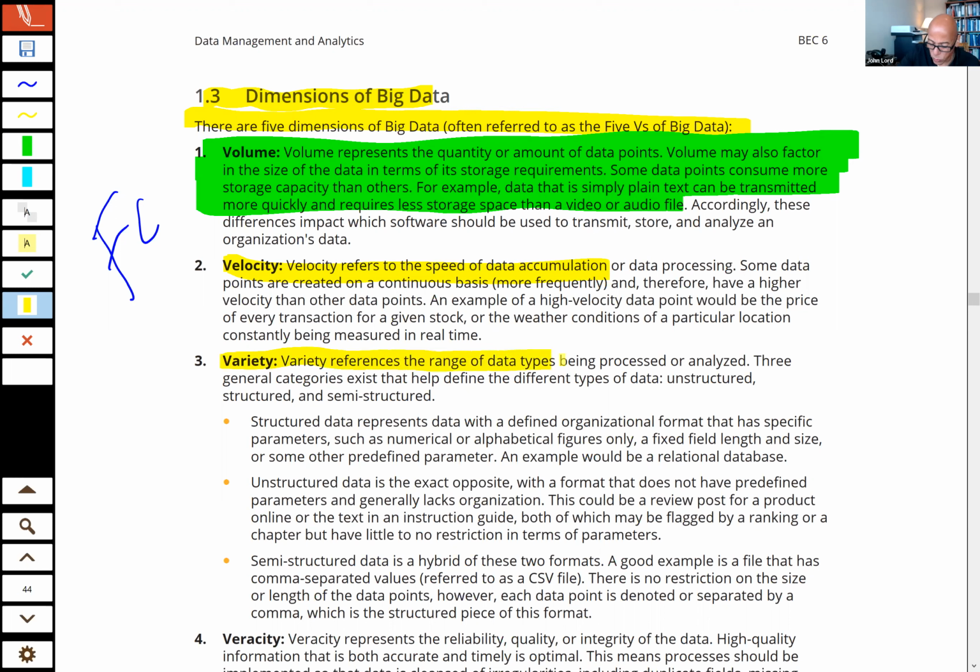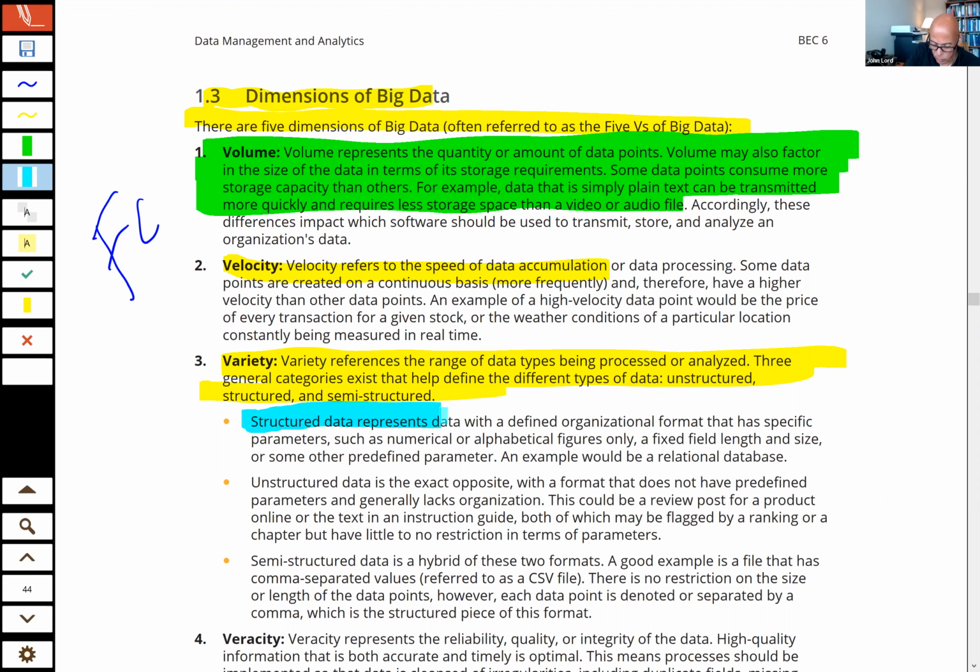Variety references the range of data types, and there are three general categories of data: unstructured, structured, and semi-structured. So include on your flashcards some examples of what structured, or the definition of what structured versus unstructured mean. That's all they're explaining to me here.